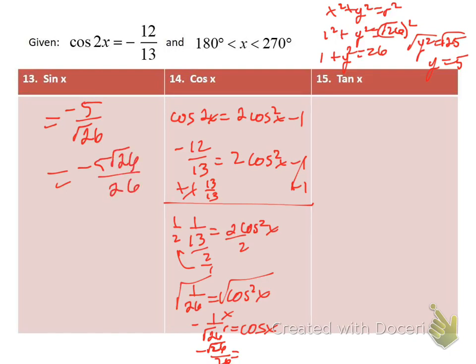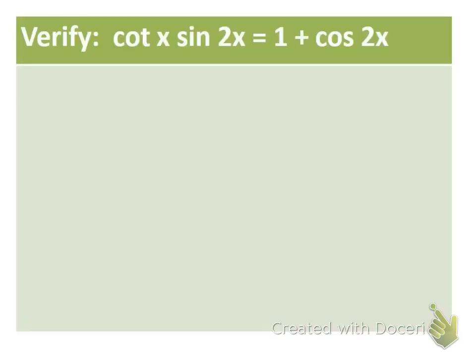No problem. Tangent is y over x, so it's going to be 5 over 1. And again, we're in quadrant 3, so it's going to be positive, so this is just going to be 5. Cool, and that's it. Now, we can use these double angle formulas to help us verify some trig identities if we want.